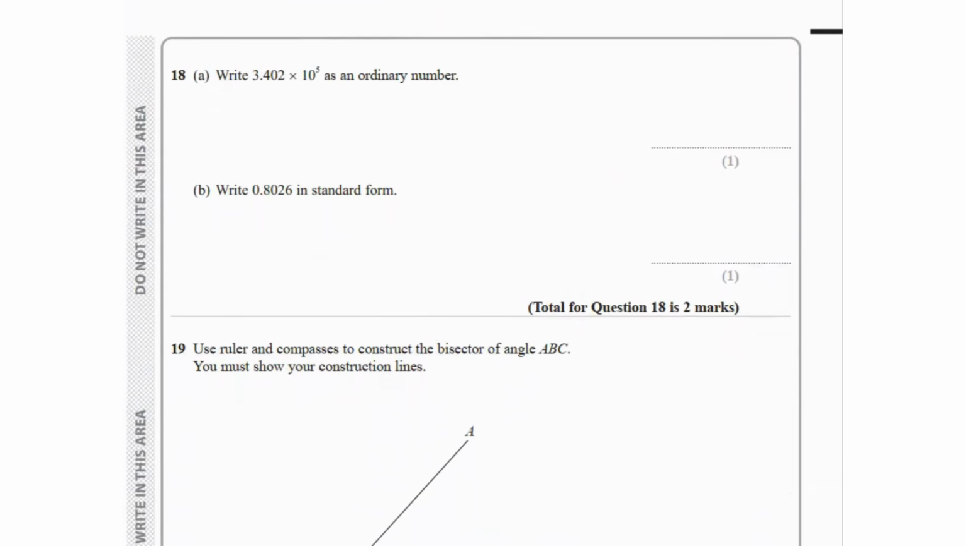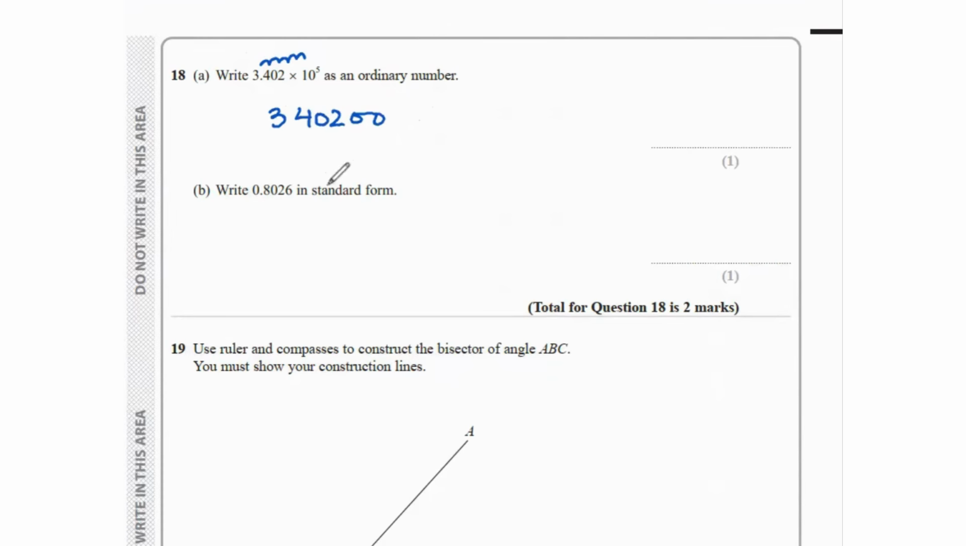Then write 3.402 times 10 to the power 5 as an ordinary number. We move the decimal 5 places to the right-hand side. So that's going to be 3402. And then we add 2 zeros. So 340,200.